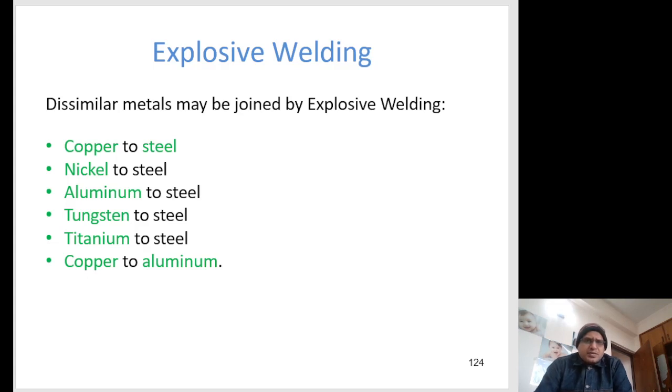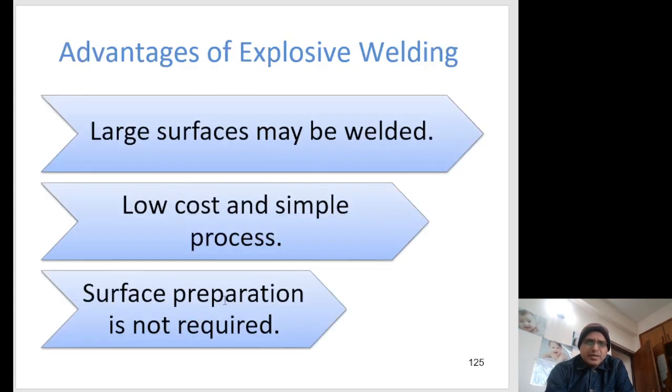For example, many works have been done on the joining of dissimilar alloys and metals such as copper to steel, nickel to steel, aluminum to steel, tungsten to steel, aluminum, magnesium, and other alloys, which can be easily joined through this explosive welding technique. And apart from this, there are many advantages of explosive welding over traditional welding techniques.